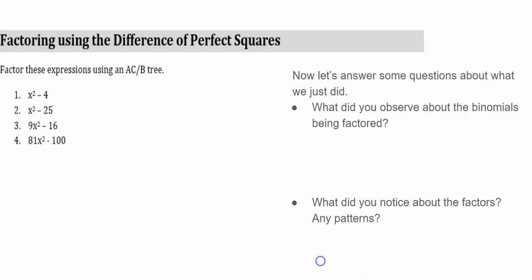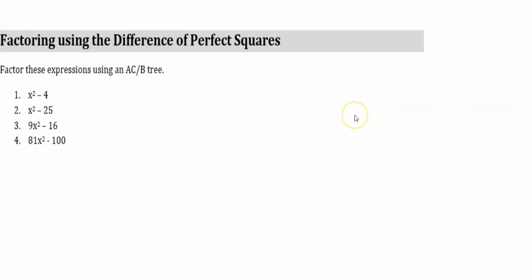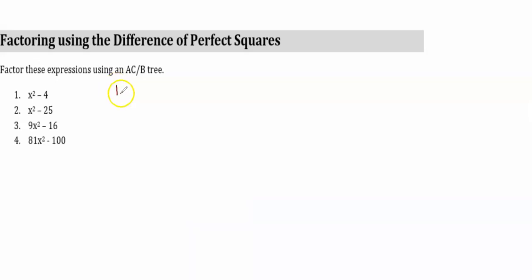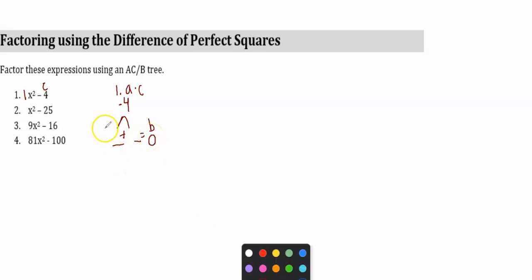So I'm continuing factoring. If we look at what I have here, I need to do an ACB tree for number 1. My A is 1. My C is -4. So A times C becomes -4, and I don't have a B, so my B adds to 0. So what two numbers multiply to -4 but add to 0? It's 2 and -2.